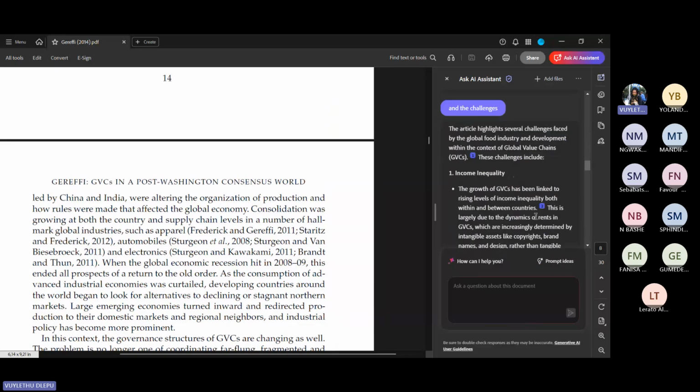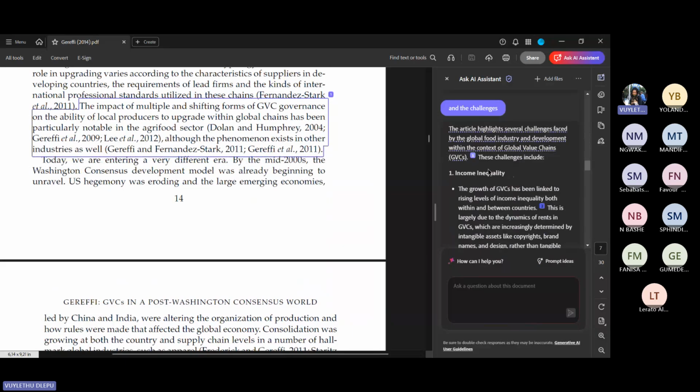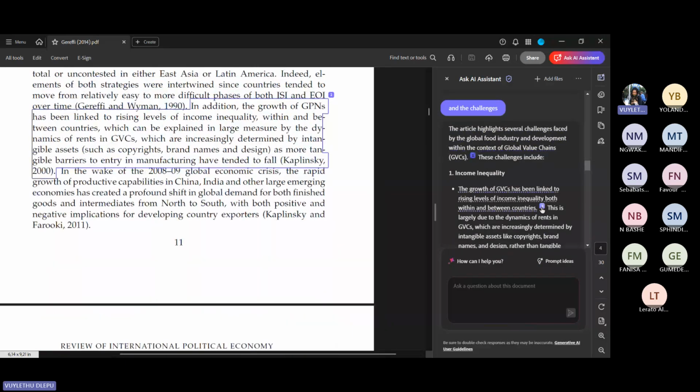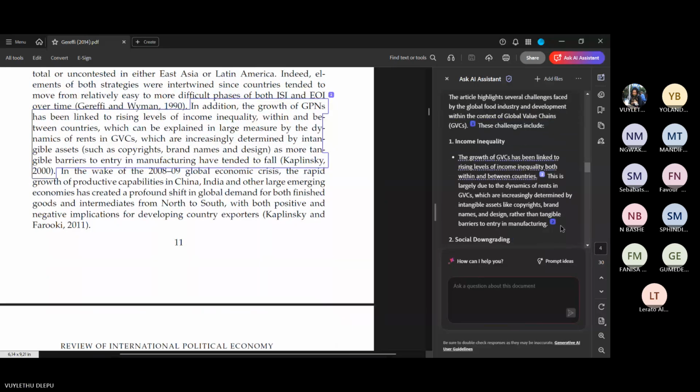Okay, so there it is. Let's see, what page are these? It does this sometimes. Let's see. Okay, it's on page 11. Income inequality is on page 11. Social downgrading.